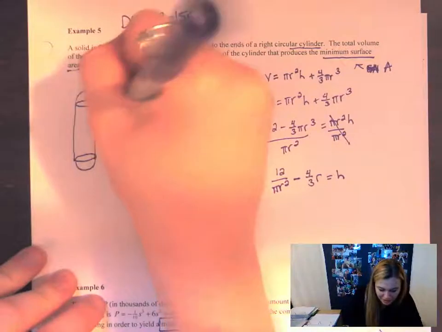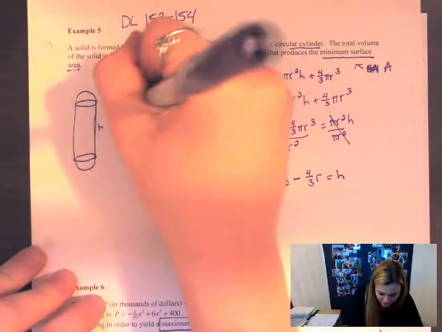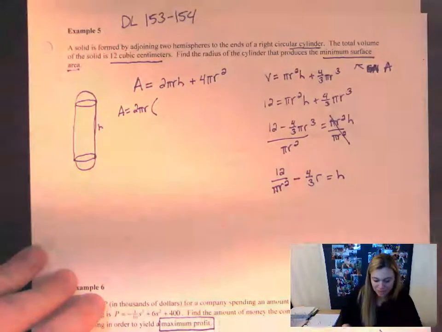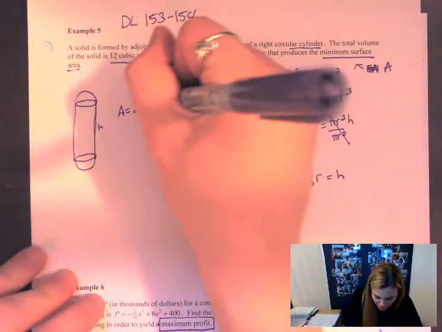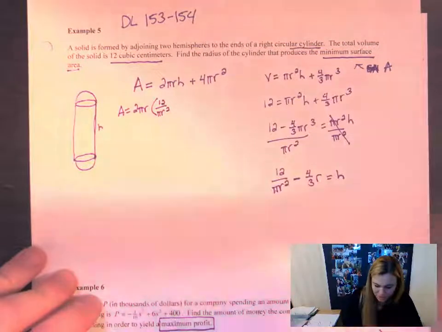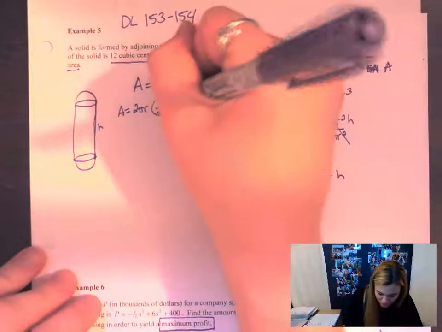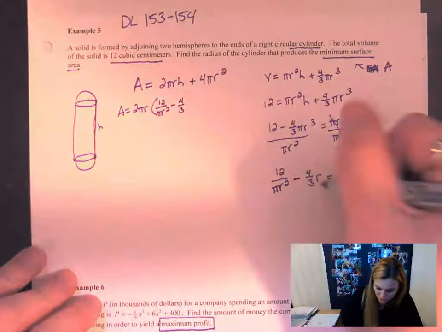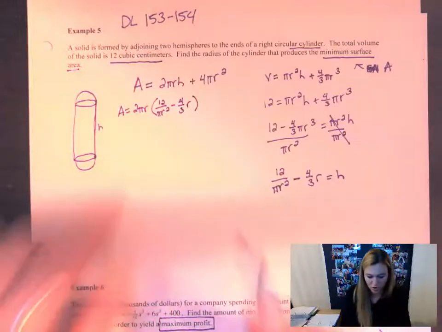We've got a 2 pi r, and instead of h, now we're going to write this whole mess. 12 over pi r squared minus 4/3 r. So this was all in place of h.